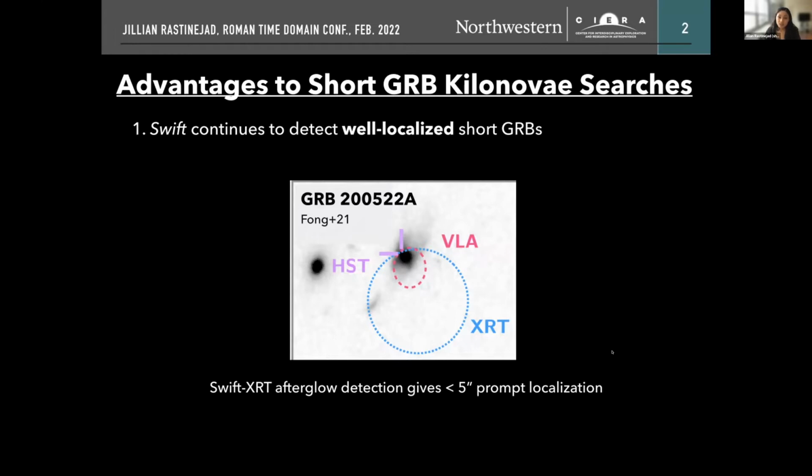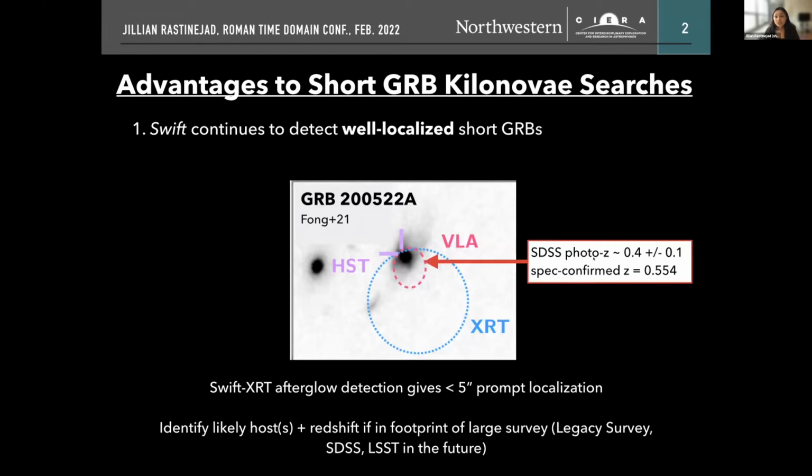And then indeed, we can follow it up with a slew of other telescopes across the electromagnetic spectrum, including radio telescopes and optical telescopes, which further localize the event. This is just an example field of the short GRB, GRB 200522A. One of the primary advantages to this great localization is that you're able to identify likely hosts and then possibly the photometric or spectroscopic redshift of that host if it's in the footprint of a large survey.